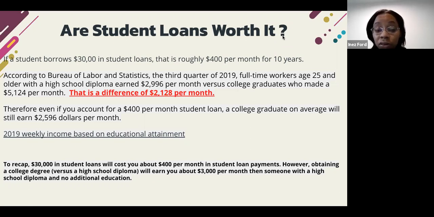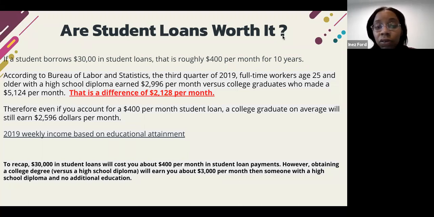So if you're taking out a student loan, right? Let's say you graduate with about $30,000 in debt, you're looking at a $400 a month payment. So you subtract 400 from 2,128, and you're still looking at $1,728. Even with your student loan, you still would be making on average $1,728 more a month than somebody with a high school diploma and no additional training. So just keep that in mind when you're trying to make a decision.